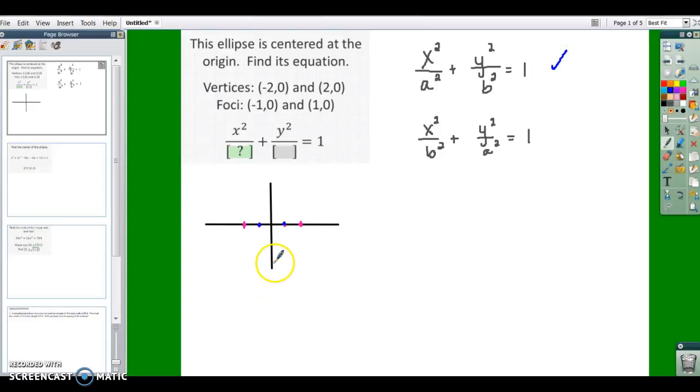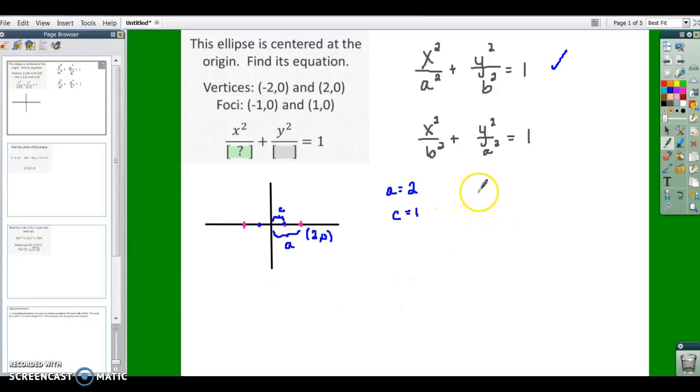Okay, so how do I figure out what a is and what b is? Remember that the distance from the center to one of the vertices is that distance a. So if this point out here is 2, 0, that means a is going to be 2. I also know that the distance from the center to the foci is c. So this distance here would be c, and since the coordinates at that point are 1, 0, I know that c is going to be 1. So again, visually it helps to sketch yourself a picture so you can see what's going on.